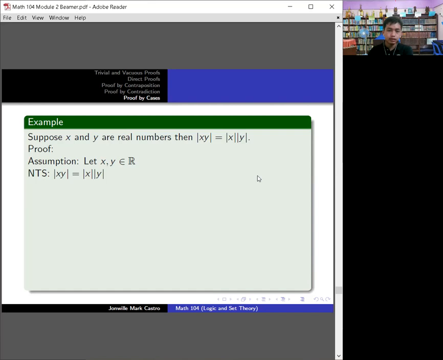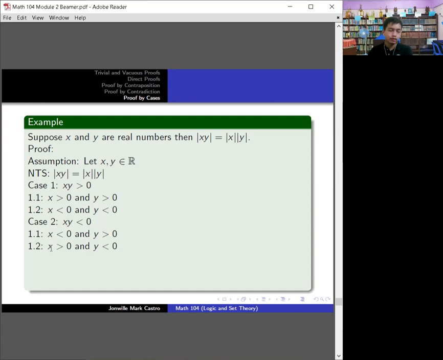Okay, first case, tingnan muna natin kung ilang cases. First case is pag positive to. xy is positive. Pag positive yan, we have two subcases. Either x and y are both positive or they are both negative. Case 2 is xy is negative. Then, subcases natin, x is negative and y is positive, or x is positive and y is negative.